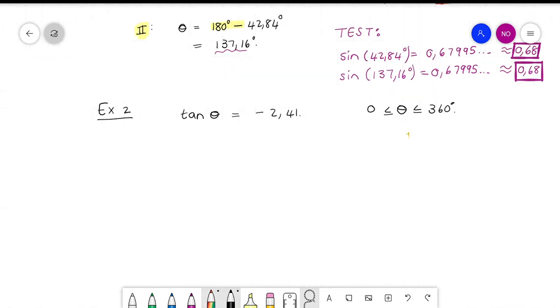First step, get that angle. So for that, I'm going to type in shift tan, and then you type in only 2,41.